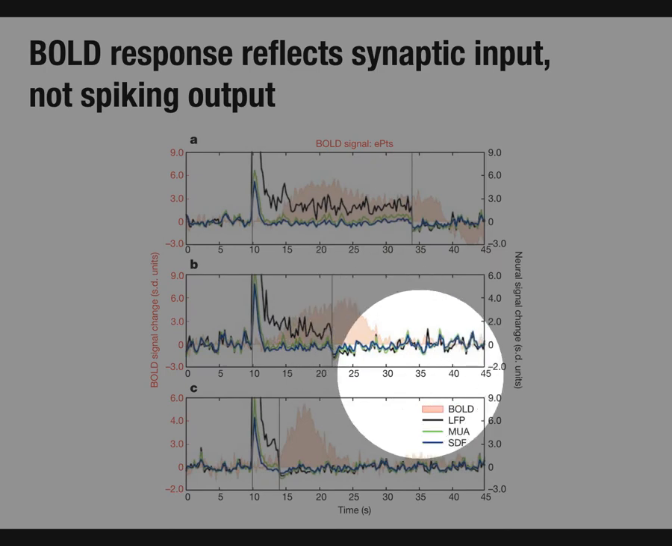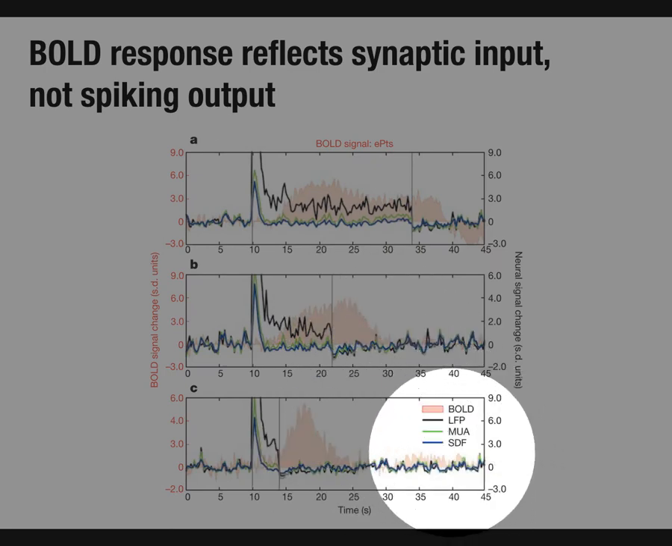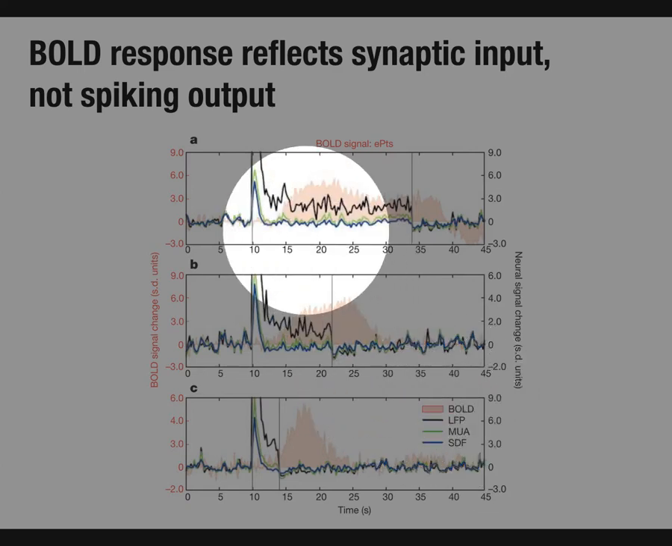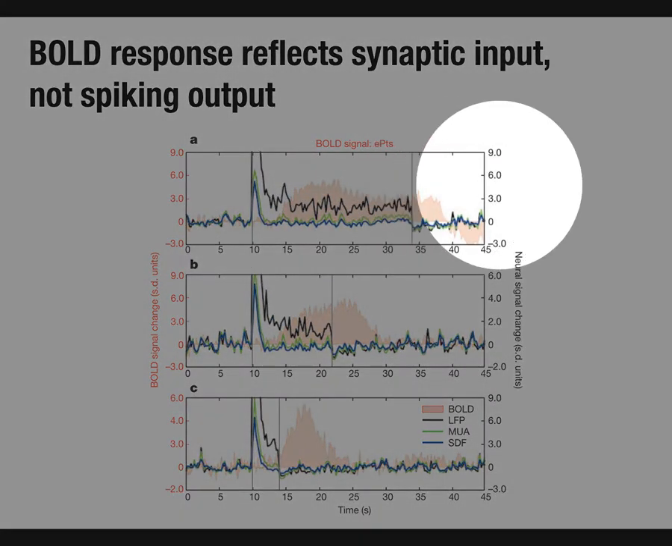Let's start with the legend down here. The BOLD signal is the fleshy colored signal there. Local field potentials are the black line. Sorry, I said things wrong before: the multi-unit activity is actually the spiking. You can ignore the SDF. The big question is the BOLD signal: A, is it related to either of these things? Hopefully yes. And B, if it is, which one is it more closely related to, the spiking or the postsynaptic potentials?